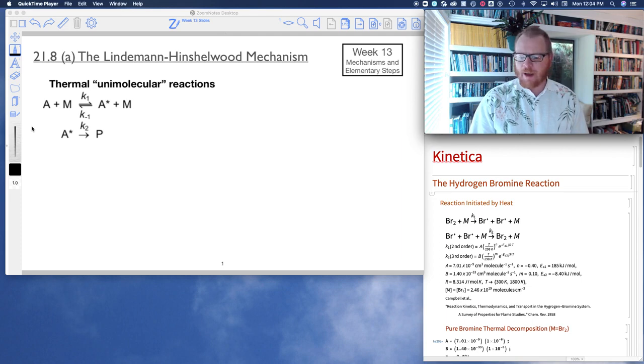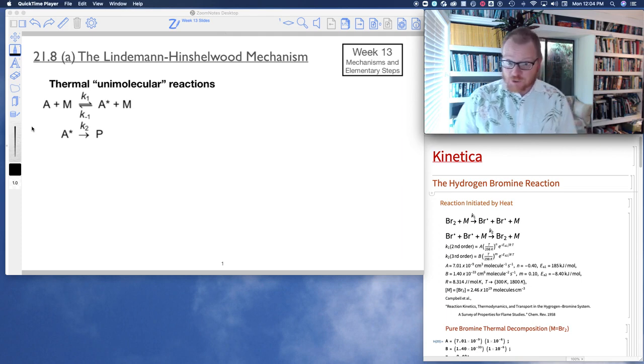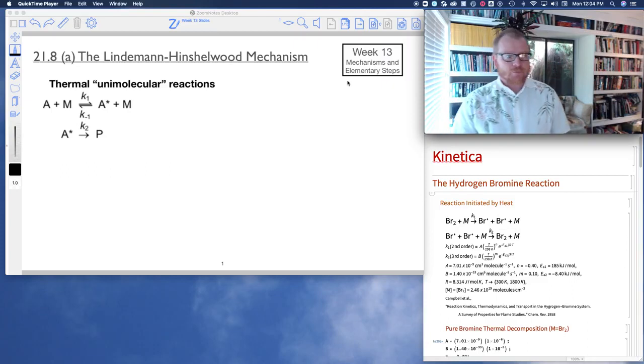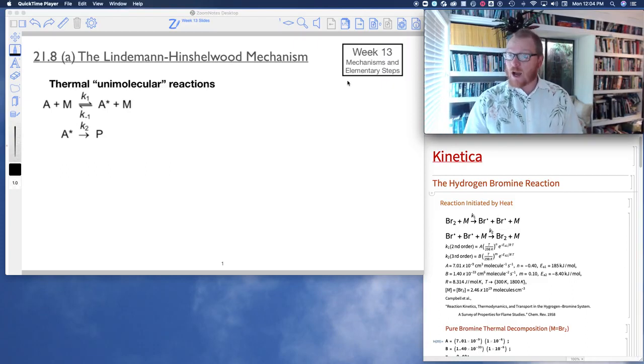I'm expecting about 3 lectures this week 13 on mechanisms and elementary steps. Some of it will come from the sections in the book, some of it will come from that supplemental document, and some of it will just come from these notes. Okay, so be aware of that.